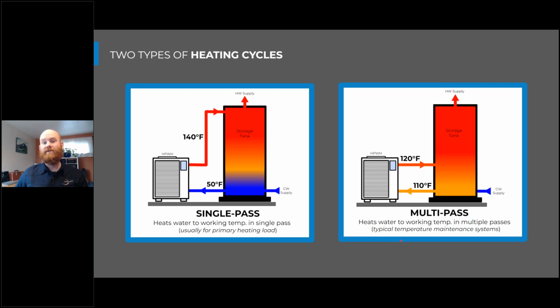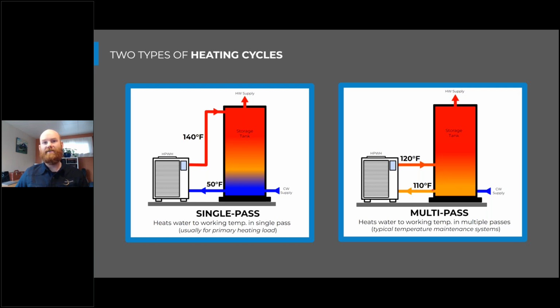There are essentially 2 cycles that process operates in: single pass and multi-pass. These are exactly what they sound like. Probably don't need to explain them, but I will. The single pass is taking water at a given temperature, typically cool city water around 50 to 60 degrees. It's heating that water all the way up to 140 degrees or somewhere around there in a single cycle through the heat pump water heater. Counter to that, there's multi-pass, and that's going to take our cool city water in at 50 or 60. It's going to add 10 degrees and put it out at 60 to 70.